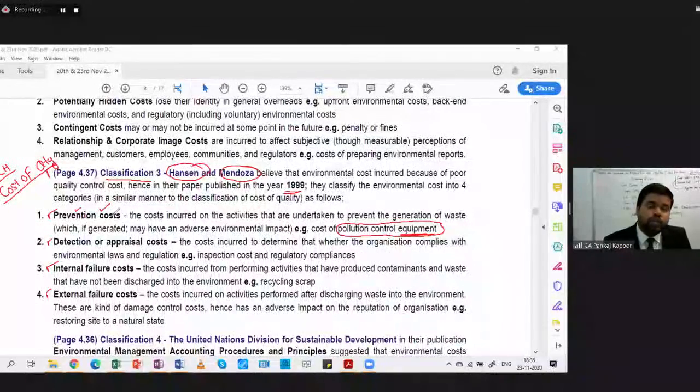ऐसी cost जो incur करी गई है कि pollution हो ही ना. The cost which is incurred so that pollution should not occur. Agreed? Moving further.